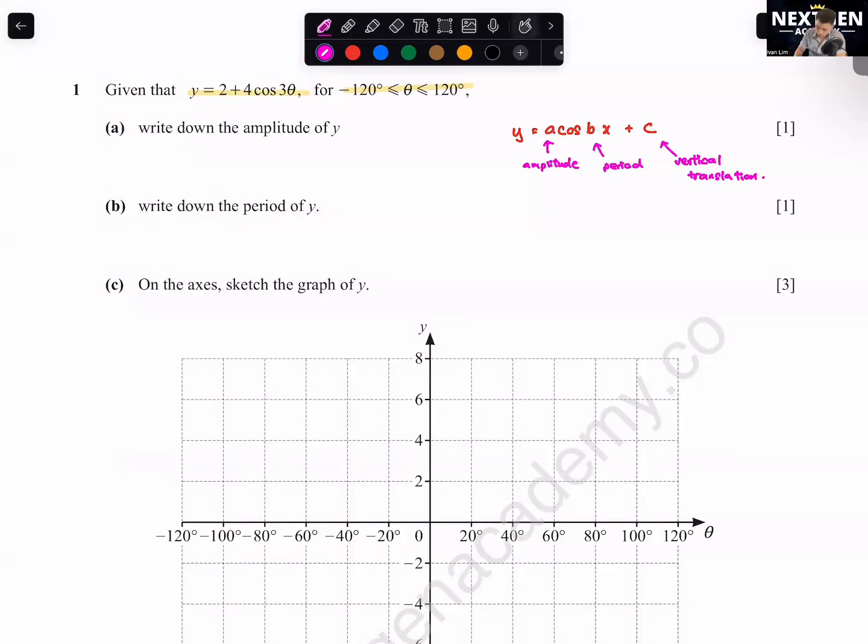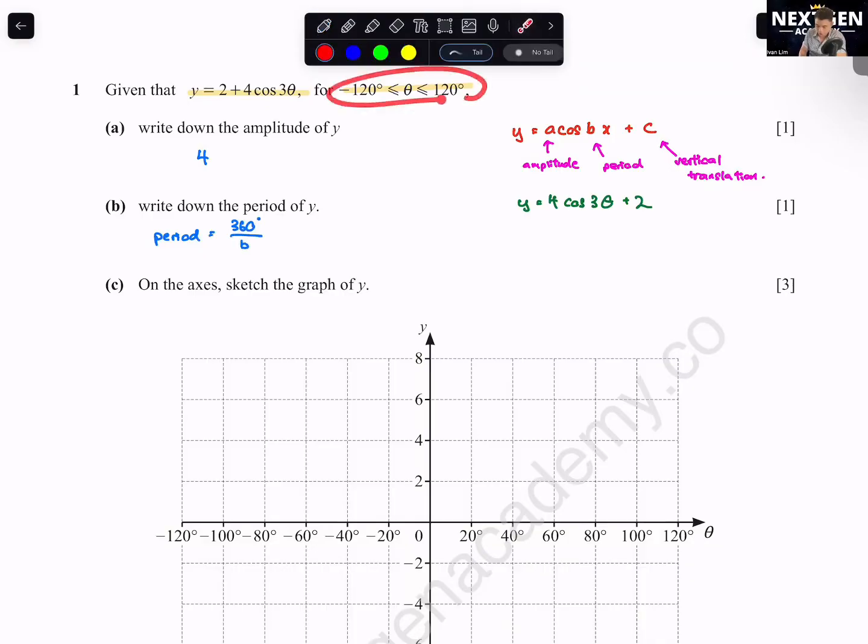What is an amplitude? We look at this part here. Let's rearrange it so it is easier for us to see: y equals 4 cos 3 theta plus 2. Nicer, right? Amplitude is the number in front of the cos, 4. No calculation needed. Period, what's the formula? Period equals 360 degrees over b.